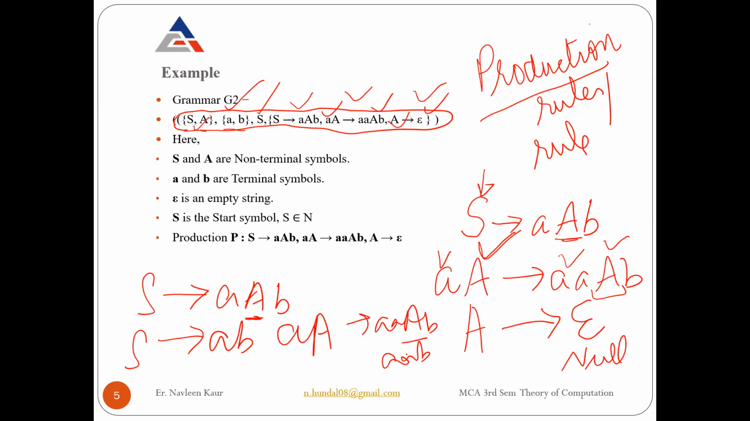So S and A are the non-terminals, a and b are the terminals. This is an empty string. S is the start symbol because it belongs to the non-terminals, and these are the productions.